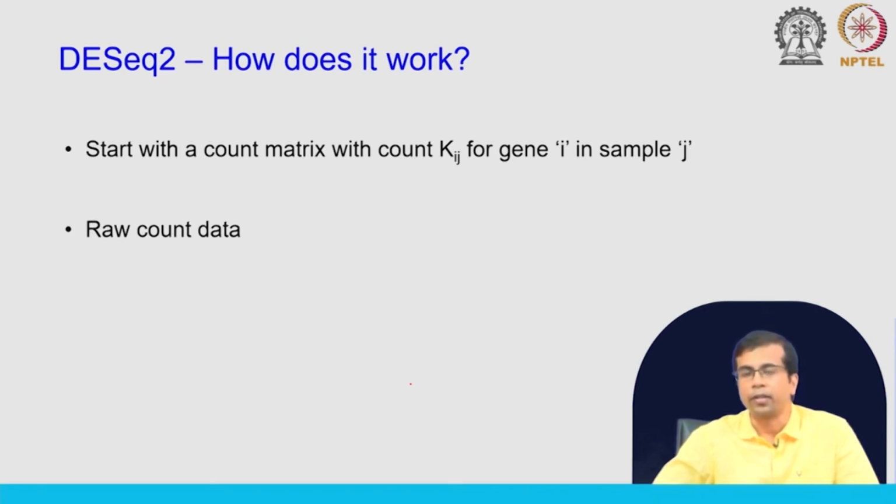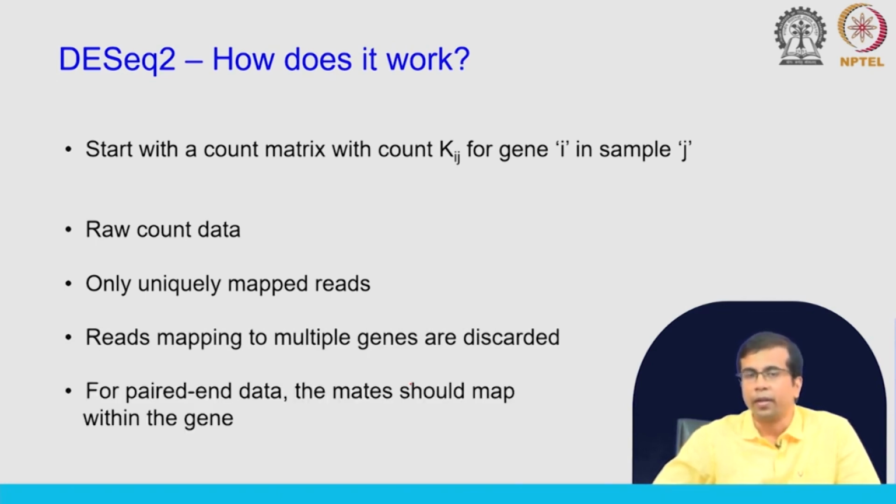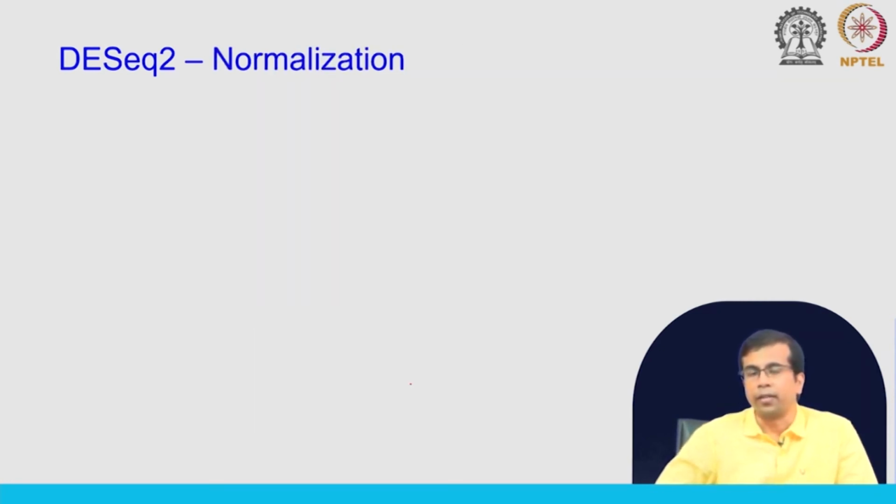It will not take normalized count data, it takes raw count data, and it considers only uniquely mapped reads. So, if you are giving it raw count data, you should give only the uniquely mapped reads and discard reads that map to multiple genes or multiple transcripts. And for paired end data, the mate should map within the gene. Make sure that both the mates map within the gene. If one mate maps outside the gene, you should discard that. This has been mentioned in the paper, and the reasoning is given there.